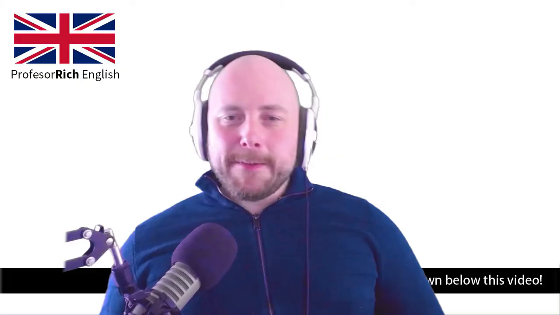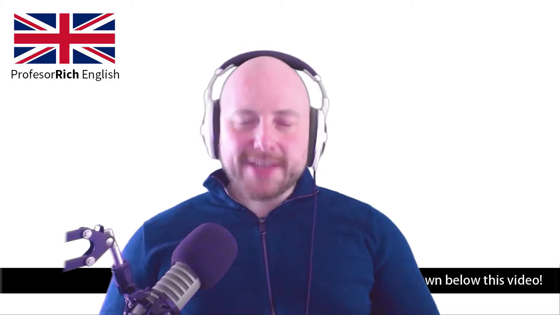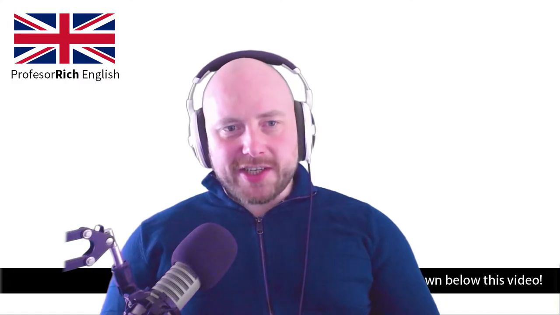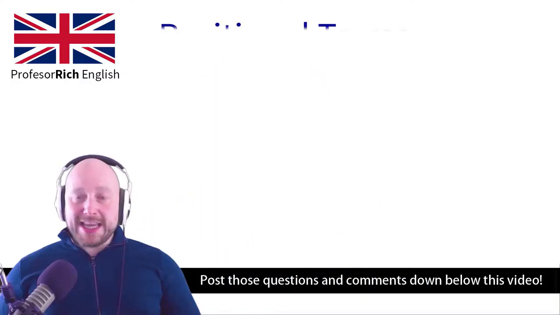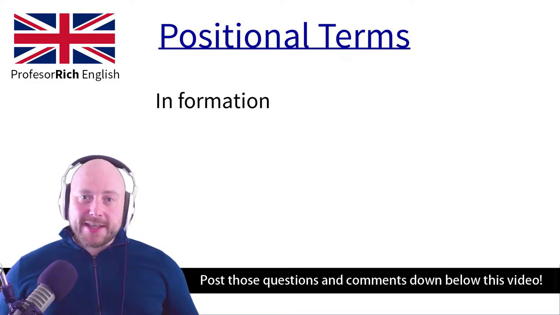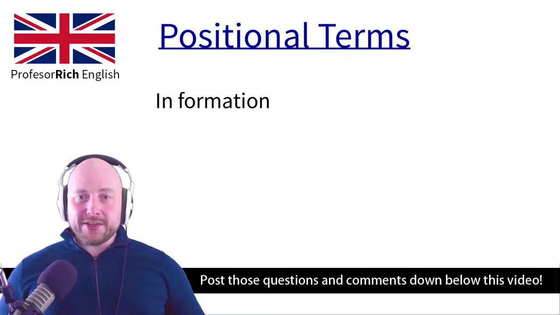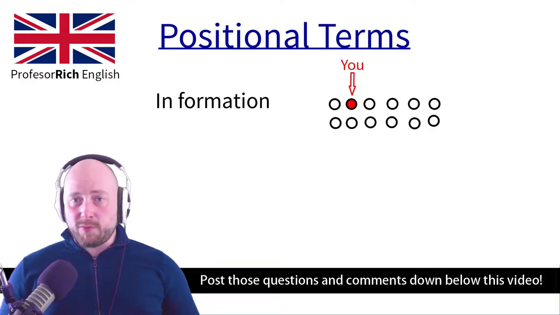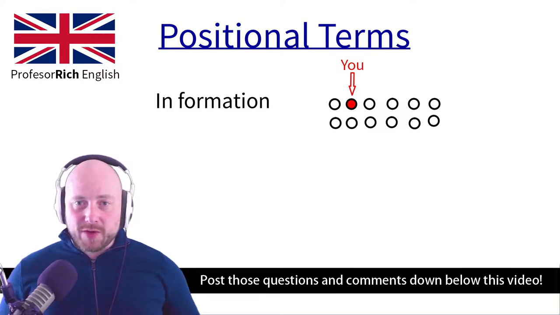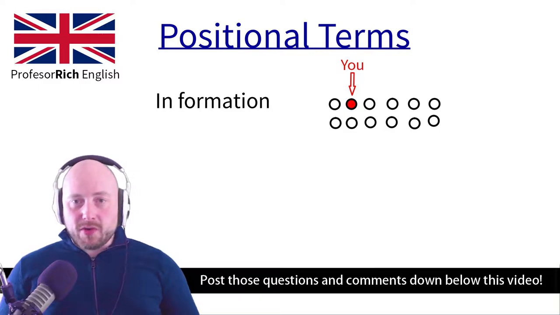Let's move out. Now, some general terms to set us up for our discussion about marching instructions. We've got terms like "in formation" and "in position." "In formation" means that you, as an individual, are now in a formation with the other individuals in your group, which could be a squad or a battalion. It depends on the size of the group. You have different words like this: squad being smaller, battalion being larger.